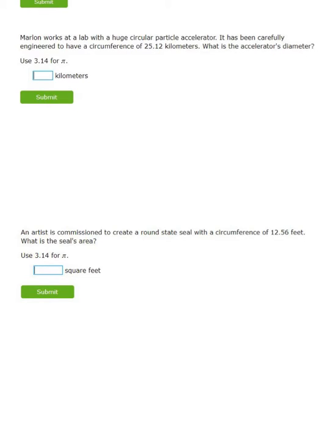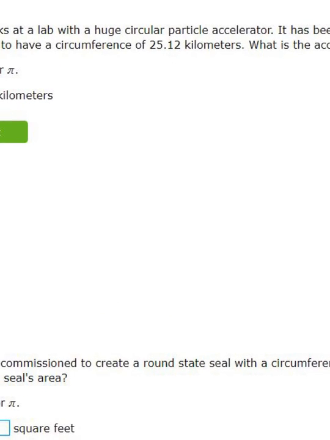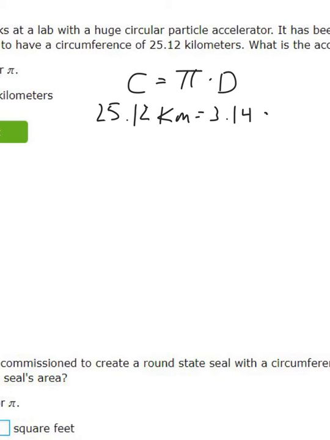So we know we're dealing with a circle whose circumference is 25.12 kilometers, and we're trying to find the diameter. So all we need to do, just like before, is write down the formula for circumference, pi times diameter, and fill in the number they gave us. 25.12 kilometers. Okay, and we're using 3.14 as our approximation for pi, and we don't know the diameter. That's what we're trying to figure out.